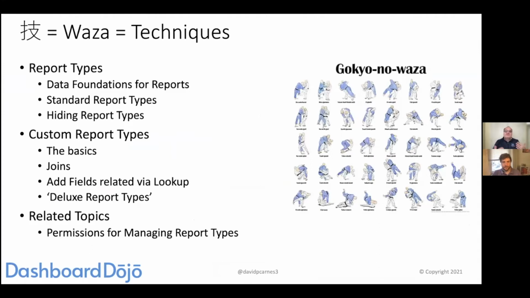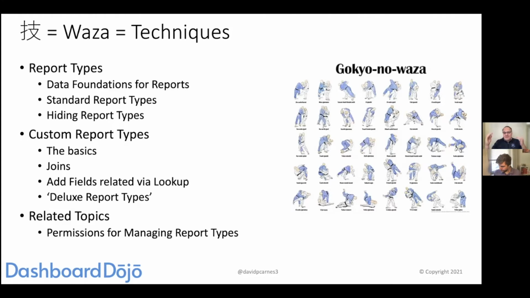So this is such an important topic. There are more than 50 things in Salesforce that you can't report on any other way unless you first create a custom report type. So we'll go through the basics. We'll talk about joins. We'll talk about adding fields via lookup. And then we'll talk about Evan Ponter's idea of deluxe report types and why those are pretty meaningful.